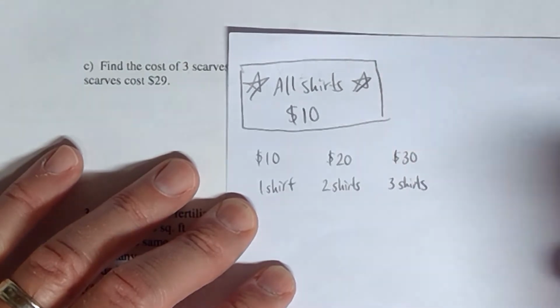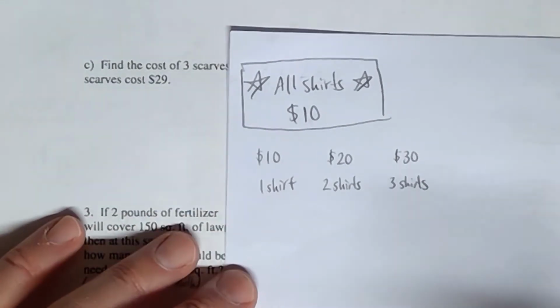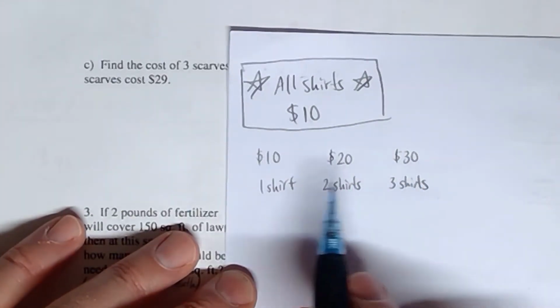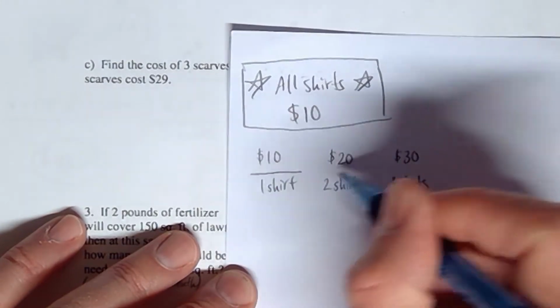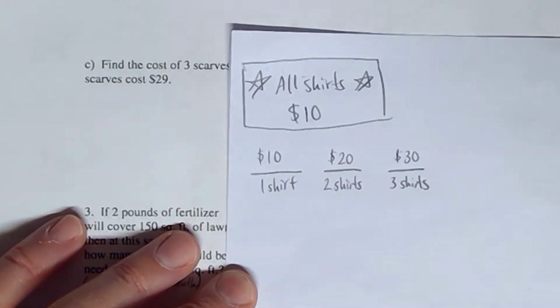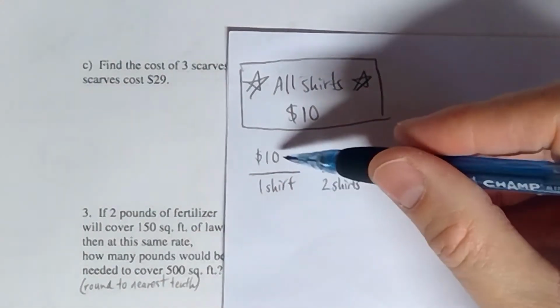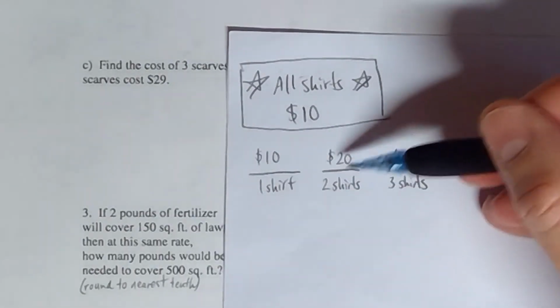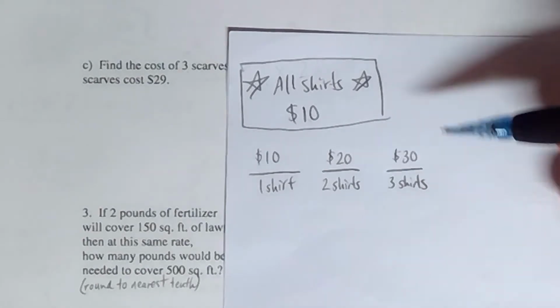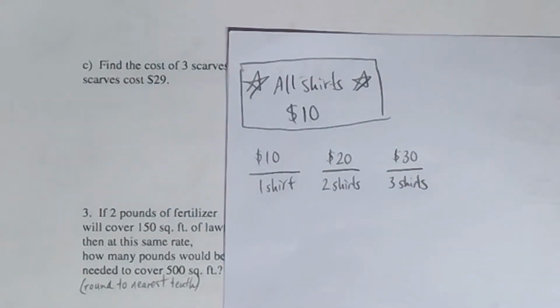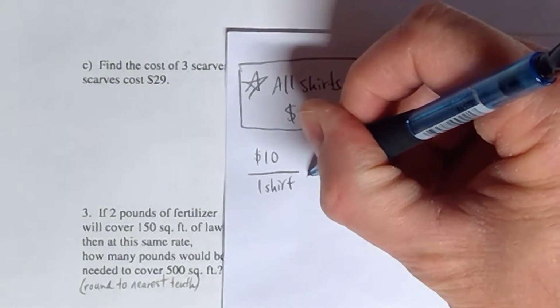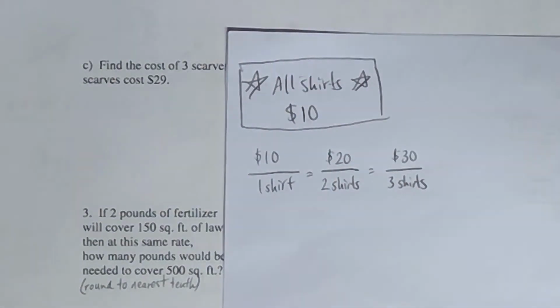But here's my point. My point is that if you make a fraction out of these 3 different situations, like this, aren't those 3 fractions equal to each other? Isn't 10 over 1 the same thing as 20 over 2 if you reduce that fraction? And it's the same thing as 30 over 3 if you reduce that fraction? They're all equal to each other, aren't they?